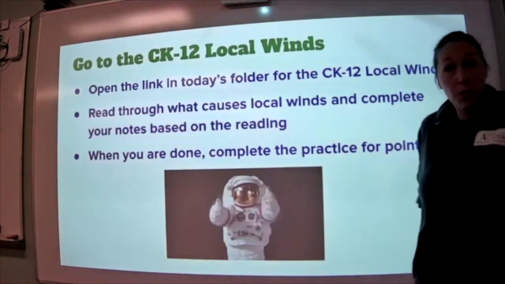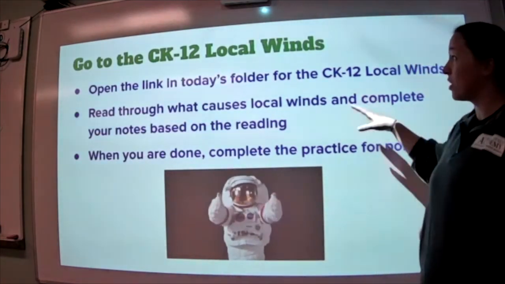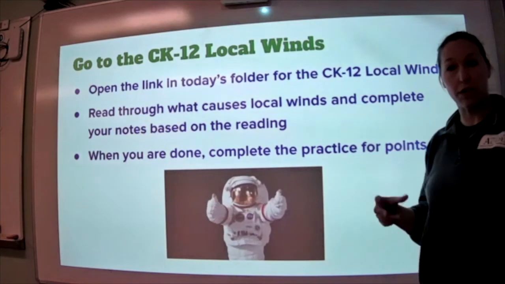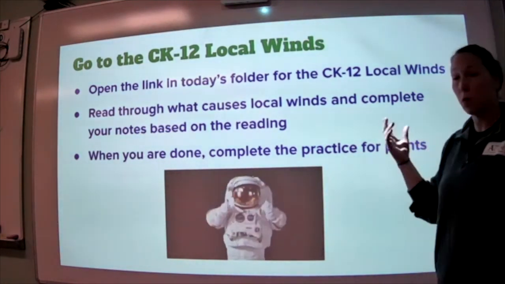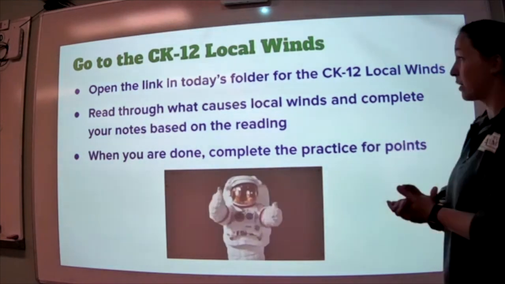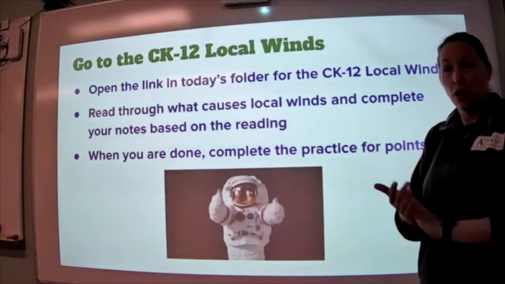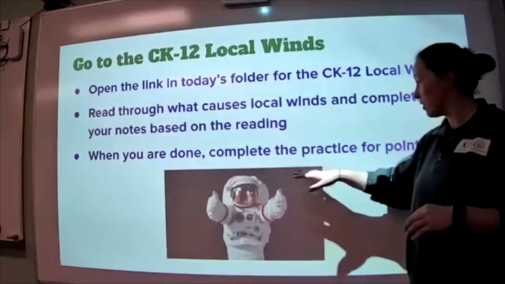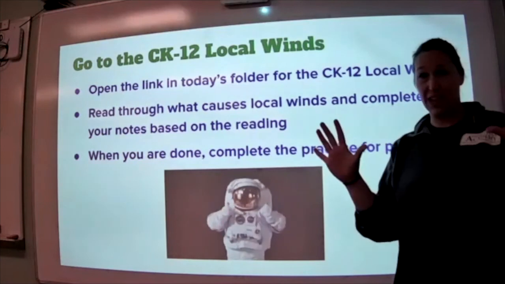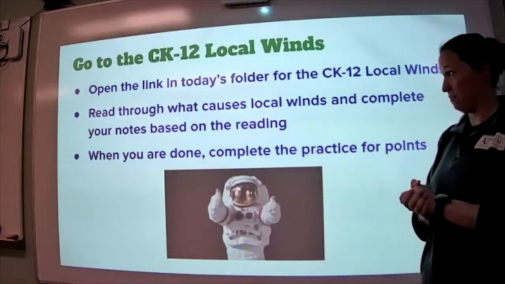So what you can do for the next part of class is to go to the CK12 local winds. That's in today's folder. You're going to open it up and you're going to read through what causes local winds and complete your notes based on the reading. So go ahead and open that up. Take a look at those different sections. When you're done, complete the practice for points. It's out of 10 points to review the information that you've been learning.